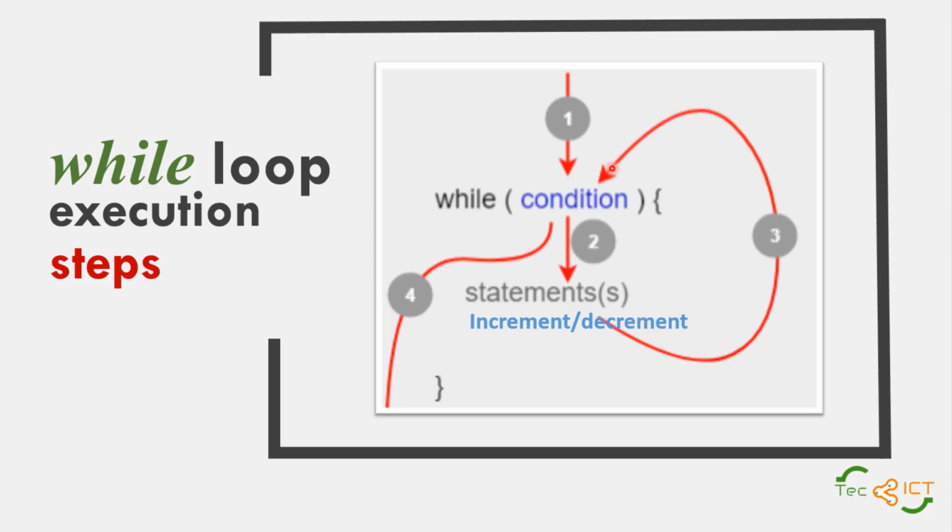Then again the condition is checked. If the condition is true, again it evaluates step 2, otherwise the loop is terminated. The while loop is a preconditioning loop. It checks first the condition before statements are evaluated.